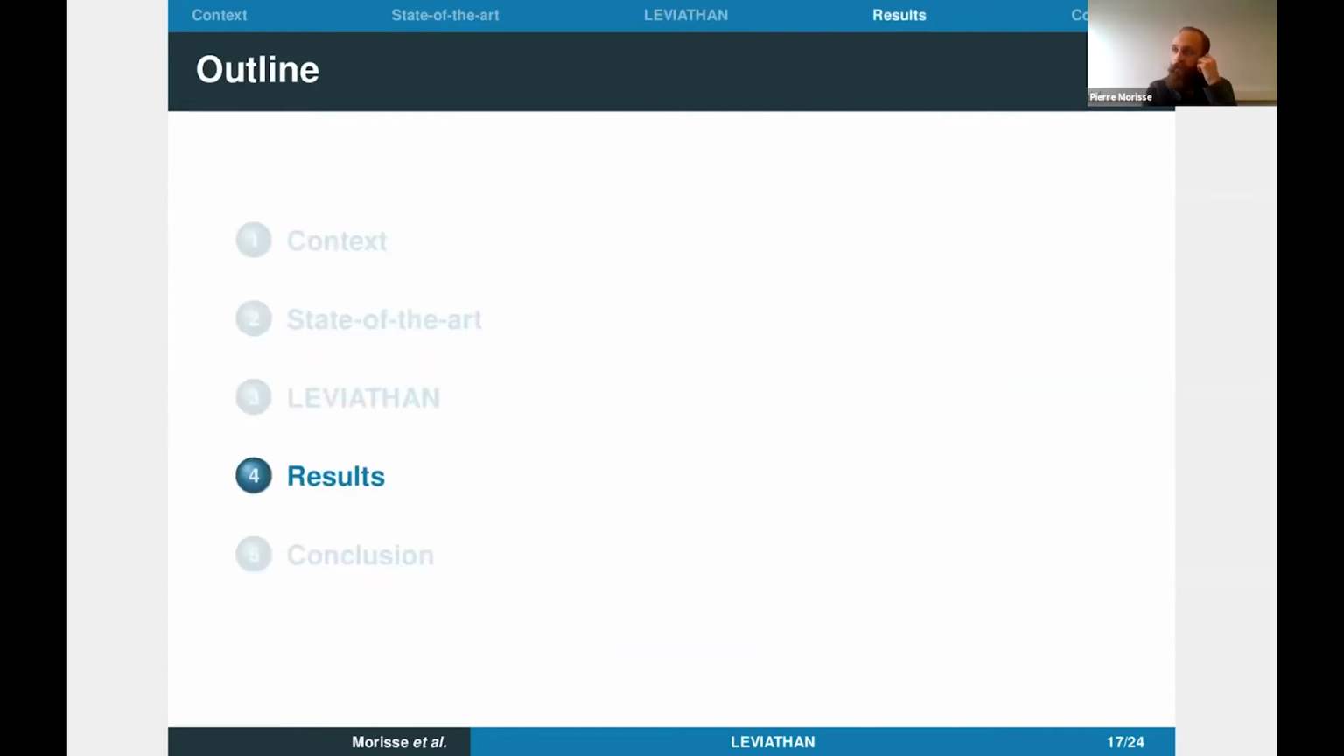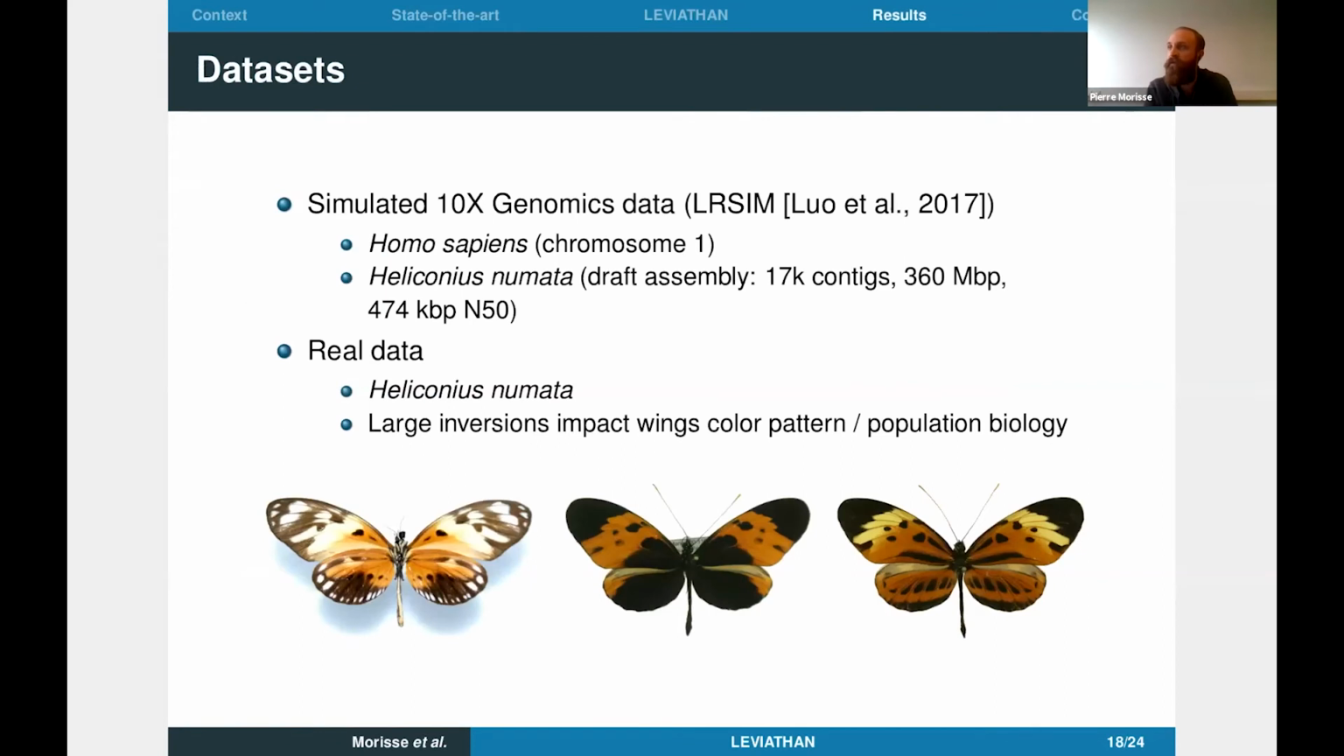So to give a few experimental results, we used both simulated and real data. So the simulated data, we're using LRSIM to simulate 10x Genomics data on the first chromosome of the human genome and on a draft assembly of Heliconius numata butterfly with 17,000 contigs. And for the real data, we once again use real data from Heliconius numata because on this data, we are interested in finding large inversions that impact the wing color patterns of these butterflies, as we can see right there, but also the population biology.